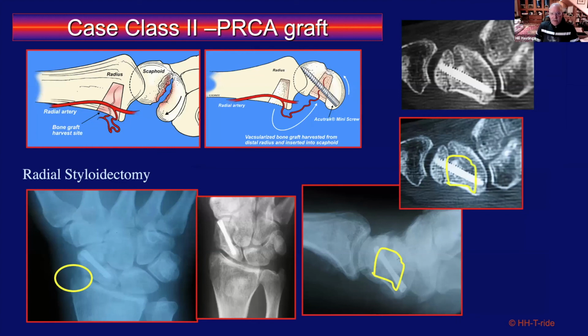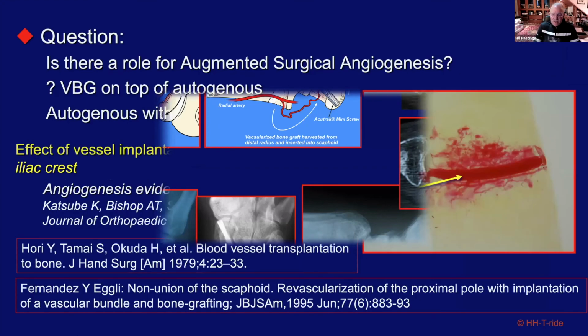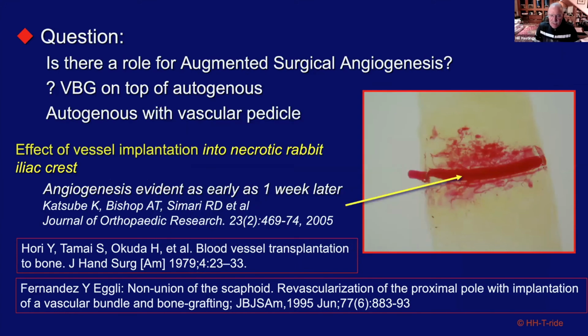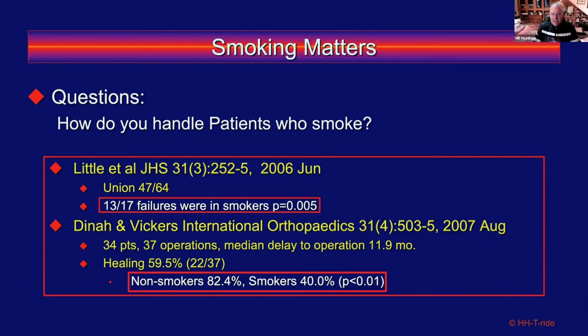We talked briefly about augmented surgical angiogenesis. There's a reference to the Horry revascularization of the lunate or the Fernandez revascularization. So without wasting too much more time, the panel in previous discussing it did think that at times there's a role for augmented surgical angiogenesis, adding a vessel or even adding a small vascular graft on top of a non-vascular graft. Several studies have shown that smoking definitely matters. The union rate in smokers is certainly less.